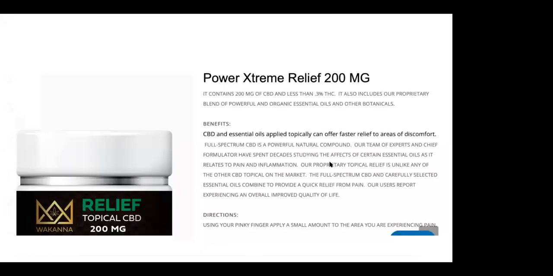Our Power Extreme Relief, this is a very, very potent product. It's a topical product that contains the legal limit of THC, which is 0.3% or less. It also includes a proprietary blend of powerful and organic essential oils. Those oils include black seed, turmeric, arnica, peppermint, eucalyptus, clove, cinnamon, and menthol crystals. A very powerful product that you only need a little bit when you are addressing some of the symptoms that one may have that has thyroid issues as well.